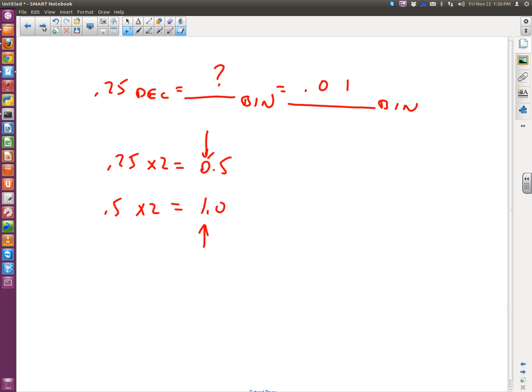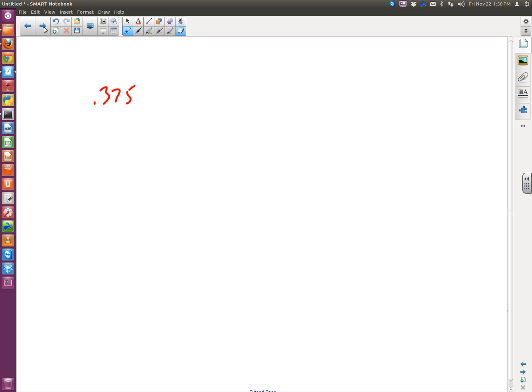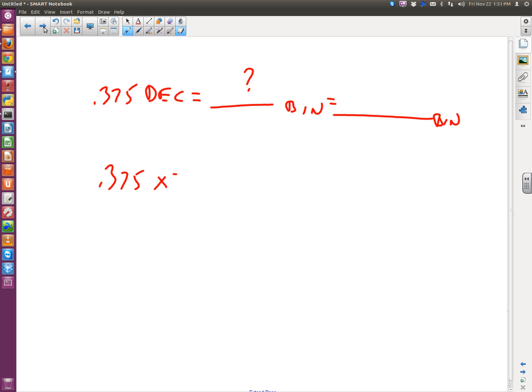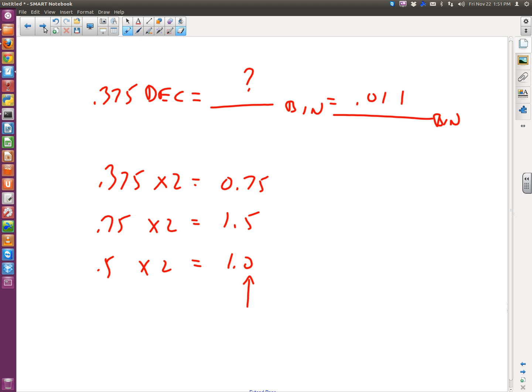What about this one? 0.375 in decimal is what in binary? Let's fill it in over here. Base 2. All right, so take 0.375, multiply by the base you're going into. That's going to be 0.75. Leave the 0 behind. 0.75 times 2 is 1.5. Leave the 1 behind. 0.5 times 2 is 1.0. That's when you stop, when you get a 0 there. And there's the digits, 0.011. A 1 in the quarters place, the 1 in the eighths place adds up to 3/8. Yeah, that's correct.